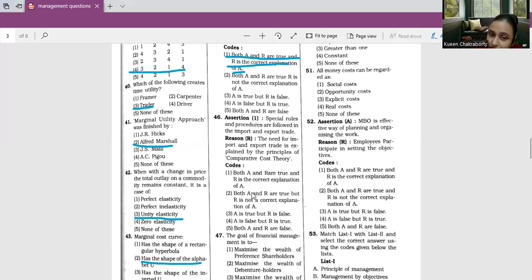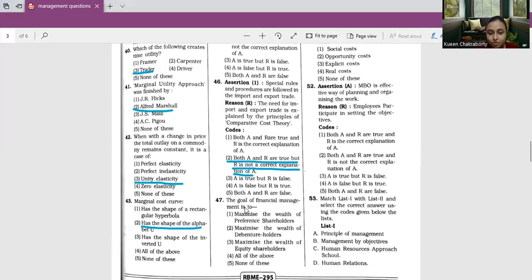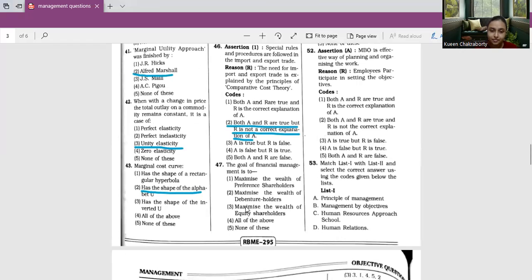See, special rules and procedures are followed in the import and export trade. The need for import and export trade is explained by the principle of comparative cost theory, but R is not the correct explanation of it. So we have option number 2 as the correct option, that is both A and R are true, but R is not the correct explanation of A. Right? So next, moving on to question number 47.